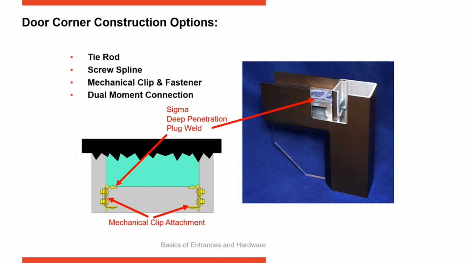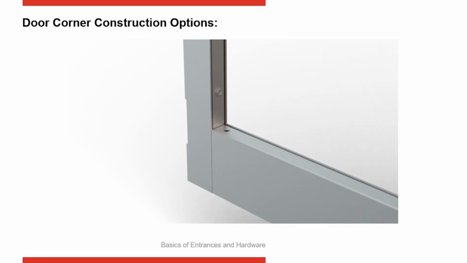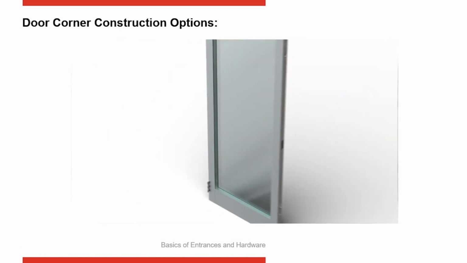To summarize what that looks like, let's take a look at it here. Here's your vertical stile. You've got your backers for the clip, the mechanical clip into the stile. Now we're going to bring the rails on, weld the joint there, and the sigma weld, and that completes the corner construction. This is the backer rod for the butt hinges, and now the door is completely put together.